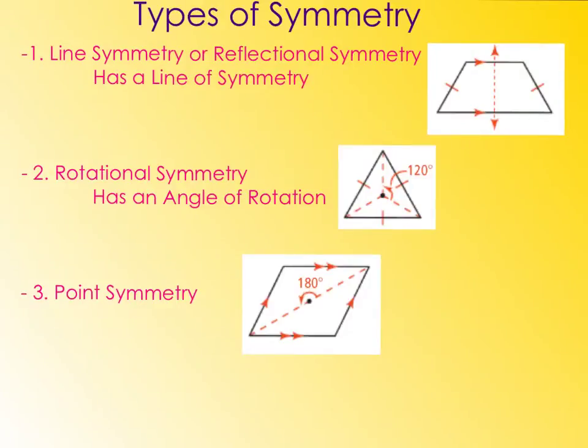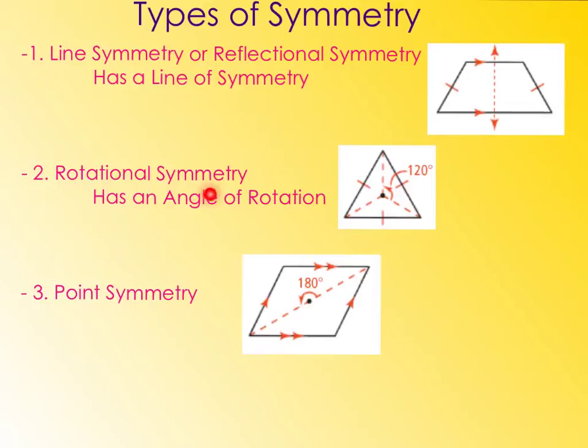So we have three different types of symmetry that we're going to be talking about. We first of all have line symmetry, which is also known as reflectional symmetry. And this is the typical symmetry that you may think of when you hear something being symmetric. It's when you have a line that you could fold your object over on and it'll fall right back on itself. So for instance, this is a line of symmetry for a trapezoid. It cuts this trapezoid down the middle, so if you were to fold this half over, it would end up exactly on the other side.